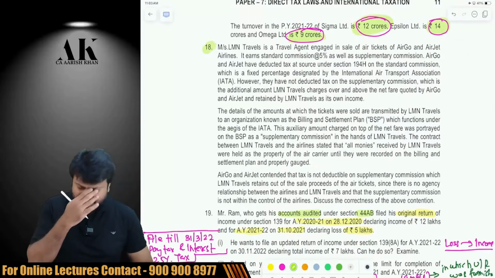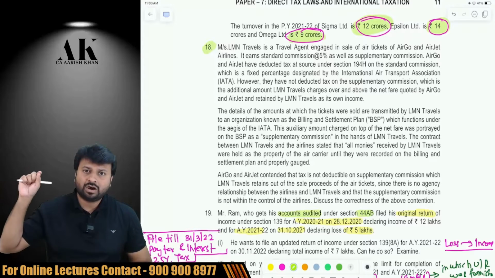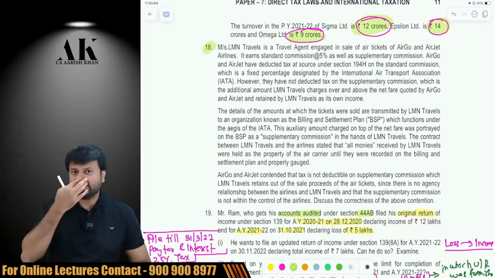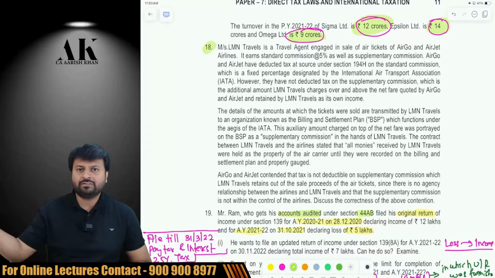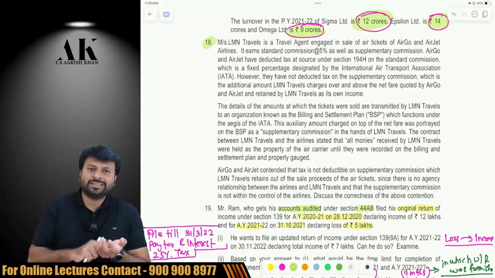Next one is based on a Singapore Airlines case law, which I have already covered in the case law lecture. You can go and check. I have also done that case law lecture in English also for the recent 13 case laws which are added by the institute for November 2023. This case law talks about a very important thing, that is generally a commission agent earns two types of commission when they sell the tickets.